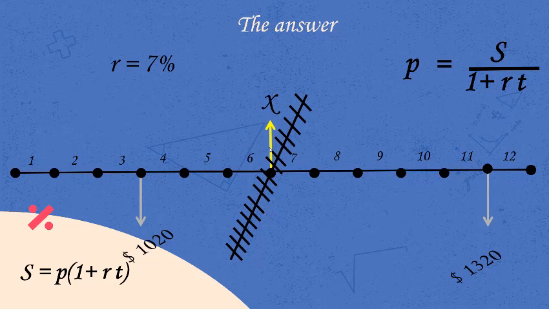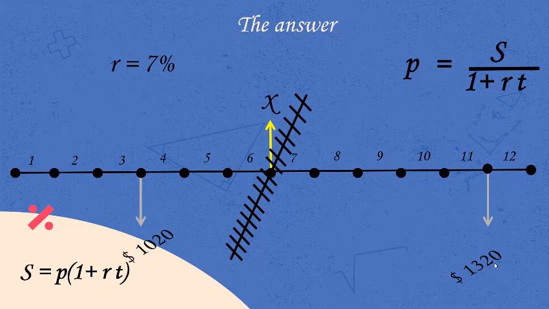Note that the value of 1020 at the focal date means the amount of 1020. The value of 1320 on the focal date means the present value of 1320. The value of x at the focal date equals x.